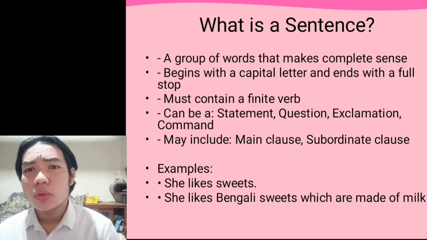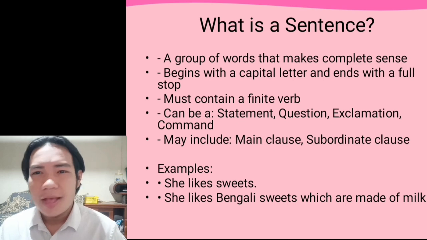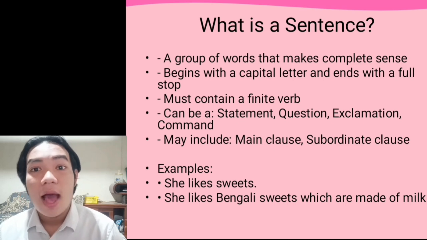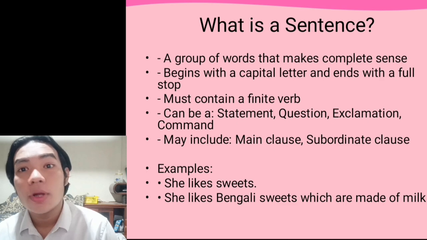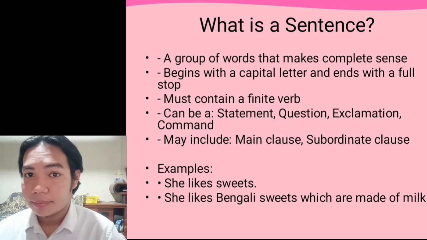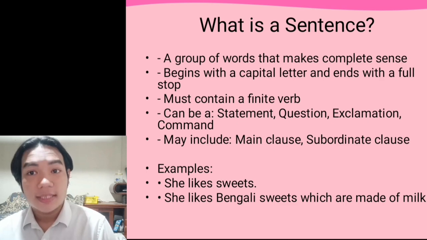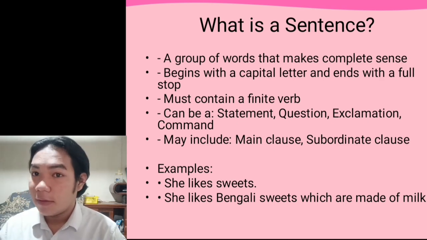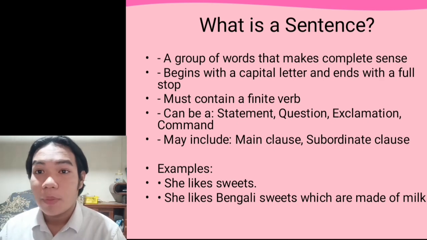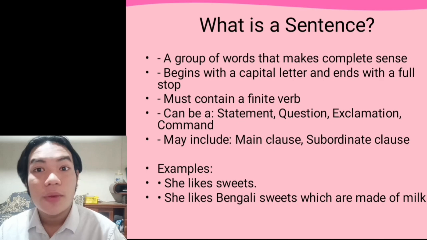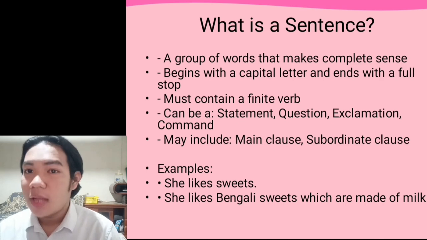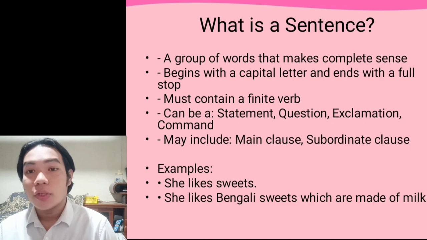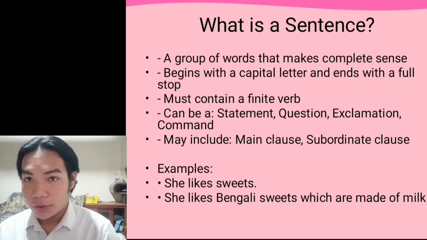Now, why do we use sentences? Sentences help us communicate ideas and they serve four main purposes. To make a statement, of course. For example, I love music, an example of a statement. Or to ask questions. Do you like music? An example of a question. Or to express our emotions.